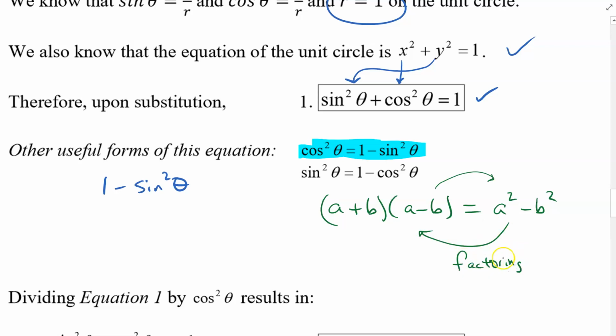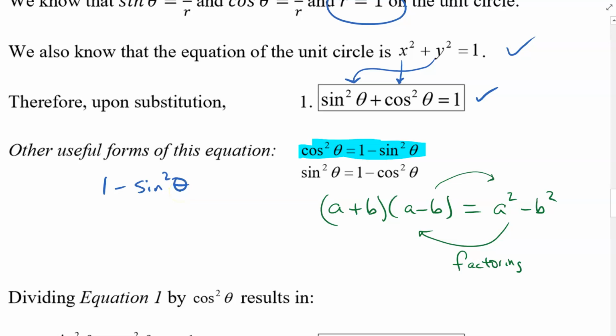So in grade 11, we spent a lot of time trying to recognize these when we have two terms that are squares, and if it's a subtraction in between, we call that difference of squares. So we can factor it. Now, 1 minus sine squared theta is a difference of squares. 1 is the square of 1, and sine squared theta is the square of sine theta.